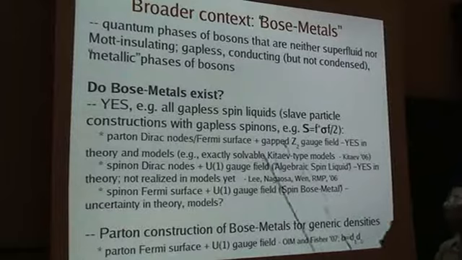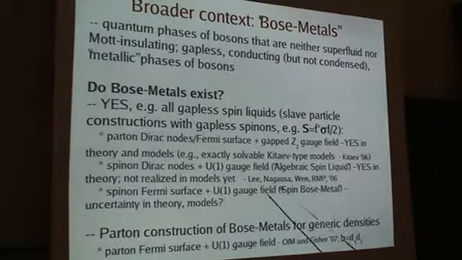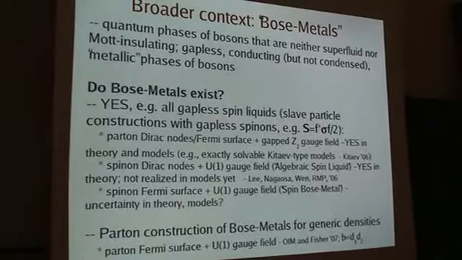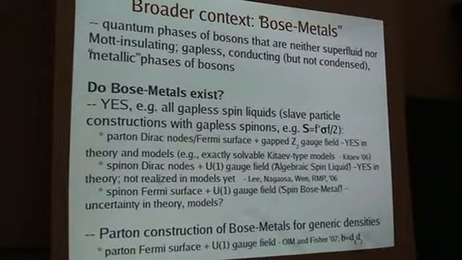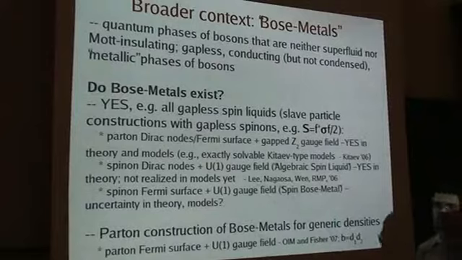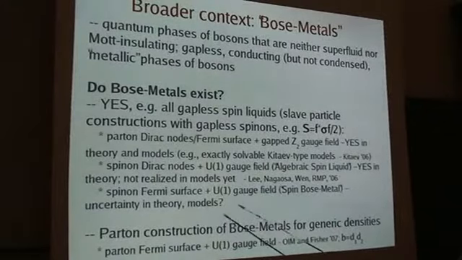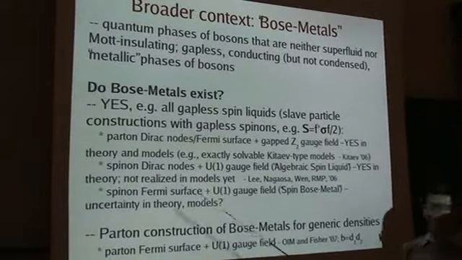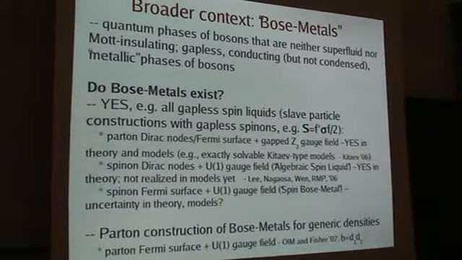Then in the case when the gauge field is U1, the situation is more difficult. If you have Dirac nodes of spinons, then in theory it's believed that these are stable phases, but we do not know concrete examples in models. And the most difficult situation is when we have a spinon Fermi surface, and in this case the theory is still unsettled, and we do not have any controlled demonstrations in models.